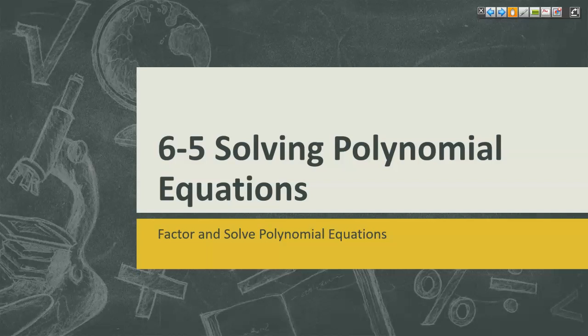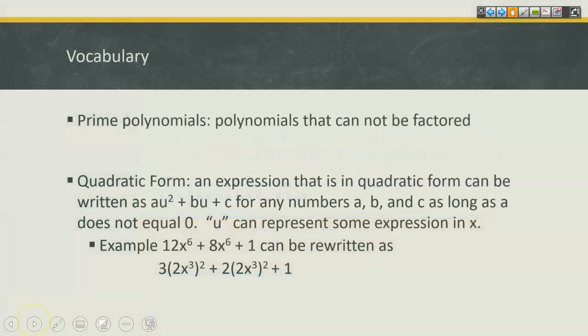So we are essentially taking factoring from chapter 5, solving polynomials from the beginning of this unit, and mashing them all together into one review day. Remember that if something cannot be factored, we call it prime. So a prime polynomial is something that simply cannot be factored.